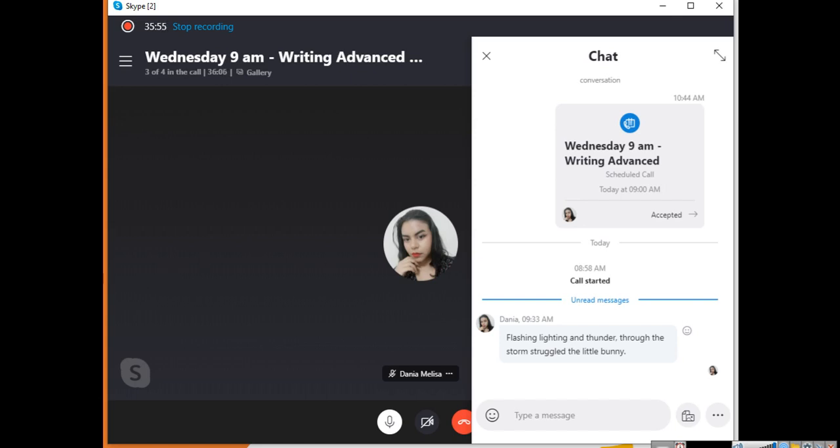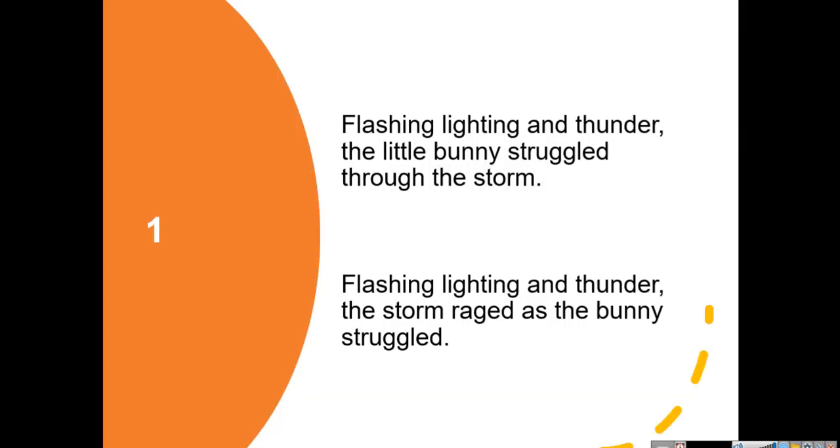I think it is... No, but write it down. It's difficult to get a little bunny into a storm. I don't know. Okay. Well, this is the answer.